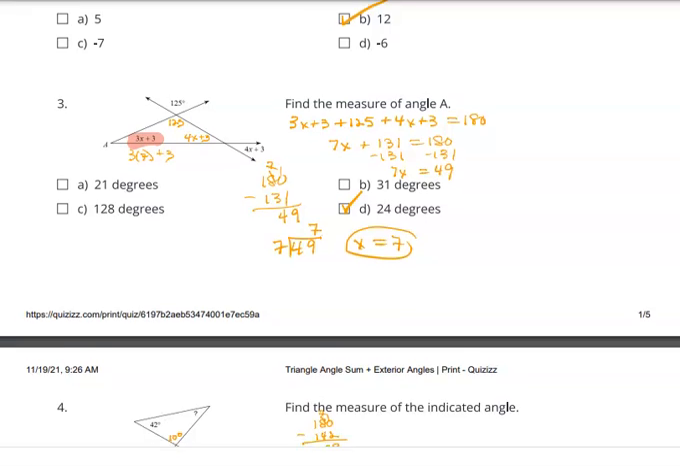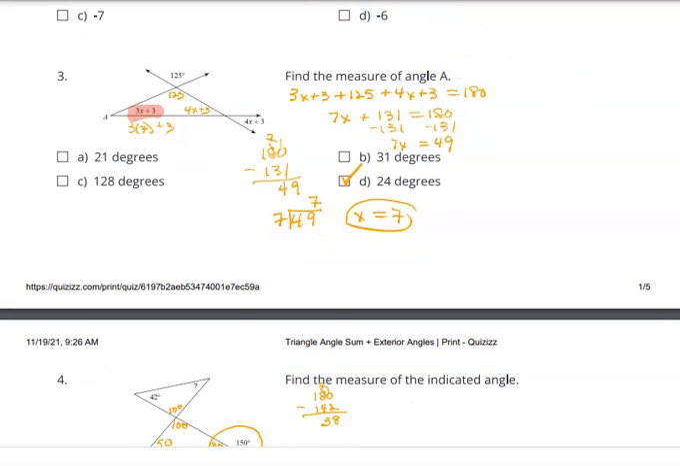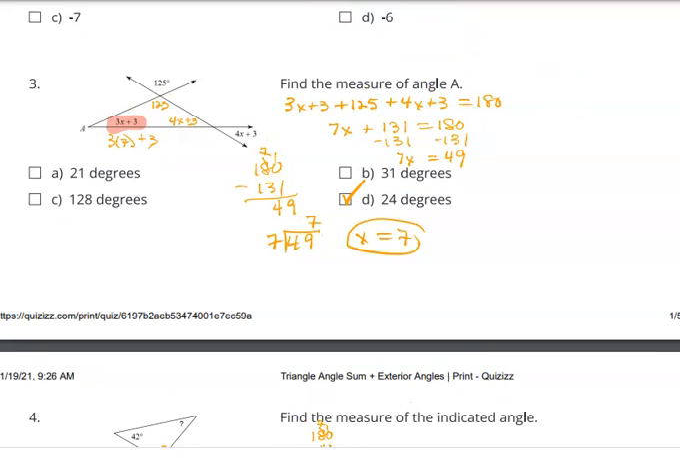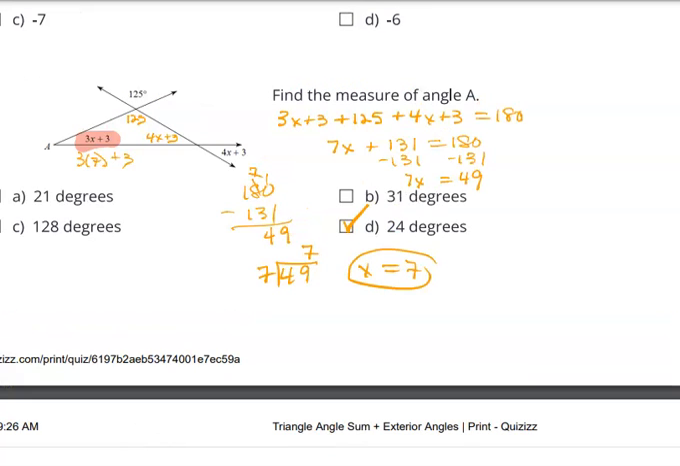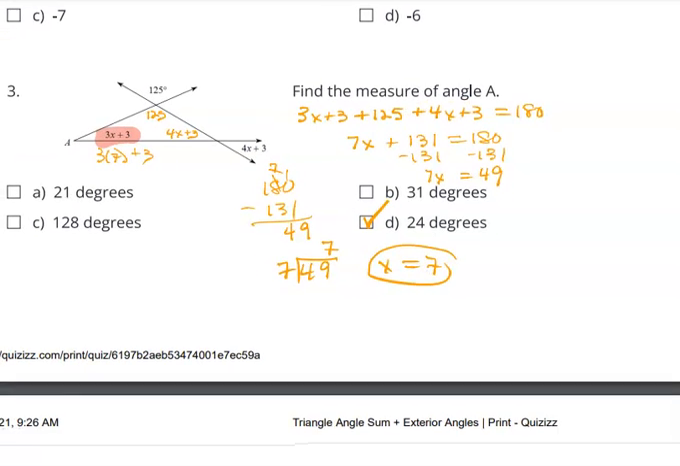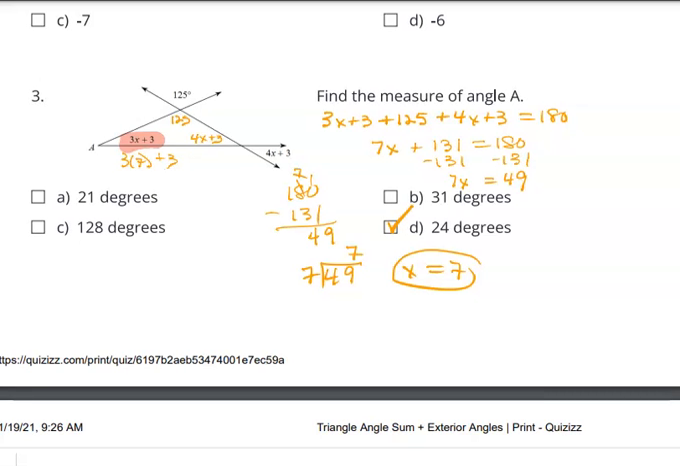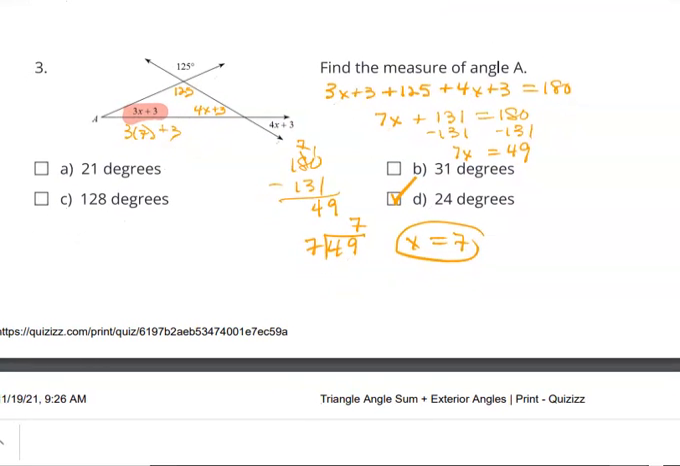Okay, let's go on and do the next one. And maybe I'll make this a little bit bigger for us. Okay, so let me just move things around a little bit so it's easier for us to see. Okay, that looks good. So what I'm seeing is I have a 3x plus 3 here, I have a 4x plus 3 here, and I have a 125 here. So they want me to find the measure of angle A.